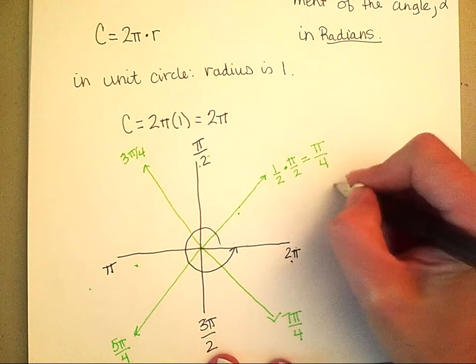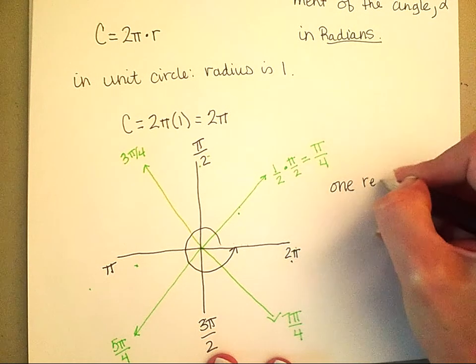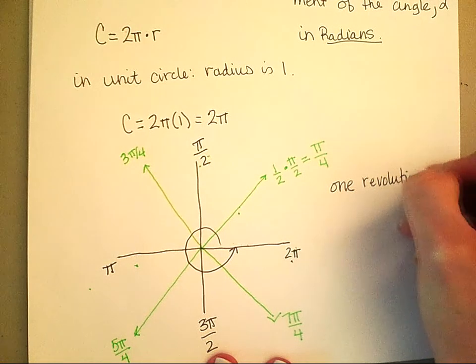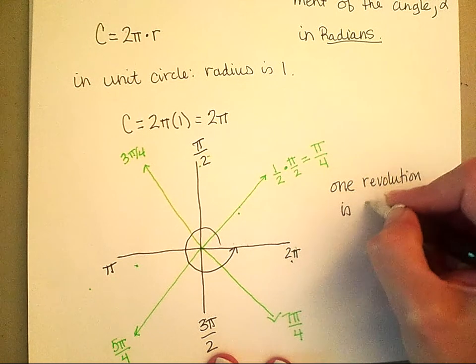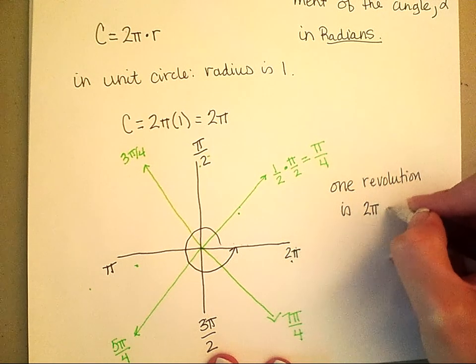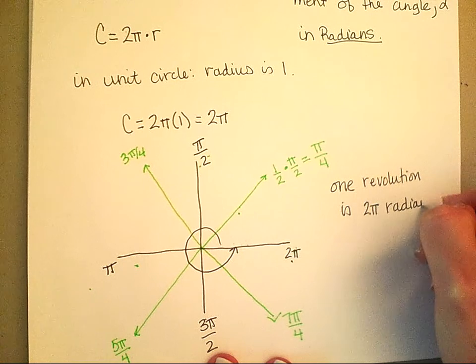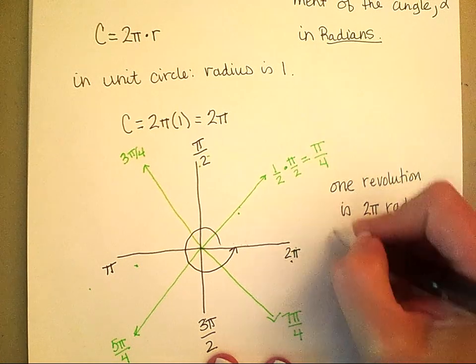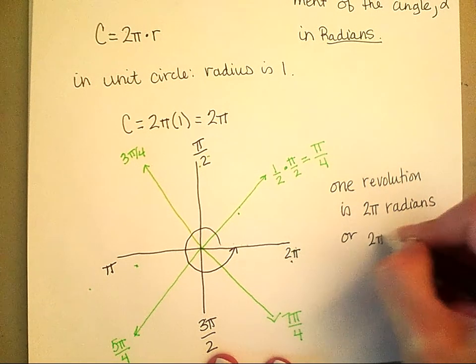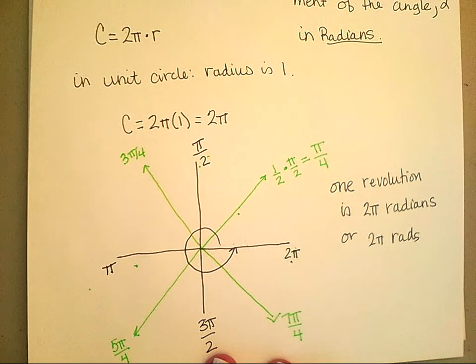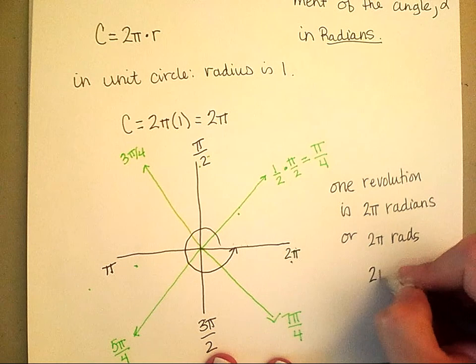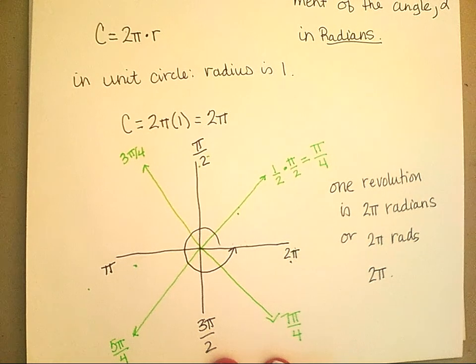So 1 revolution is 2 pi radians. Sometimes they'll write that as 2 pi rad or rads. And most commonly, we will just write 2 pi.